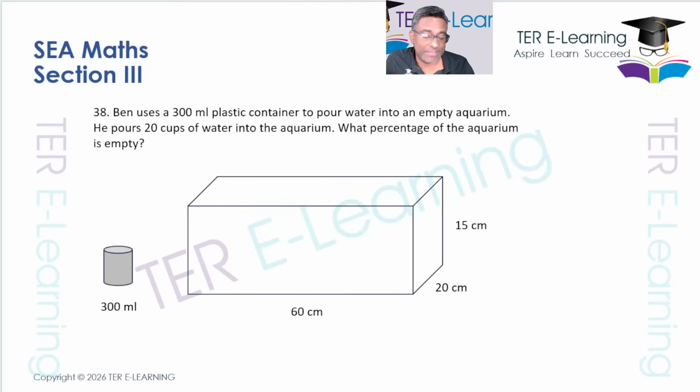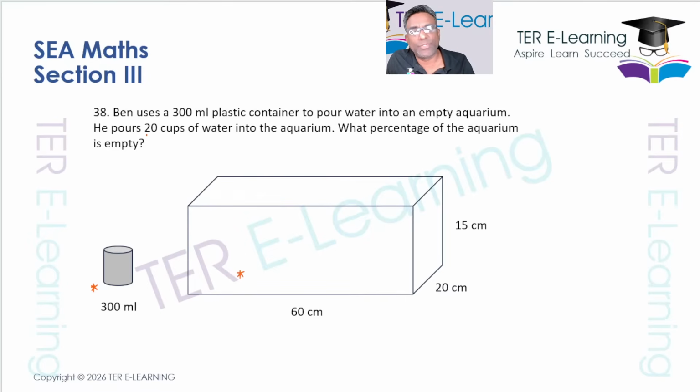It's like I said, this session has been recorded. Ben uses a 300 milliliter plastic container to pour water into an empty aquarium. He pours 20 cups of water into the aquarium. What percentage of the aquarium is empty? He's taking the water using this and pouring it into this. So you want to figure out the percentage of the aquarium that is empty.